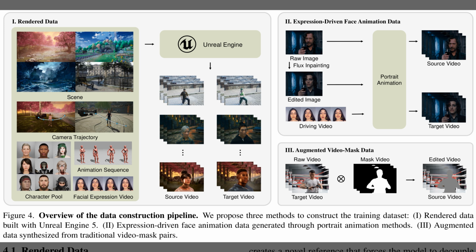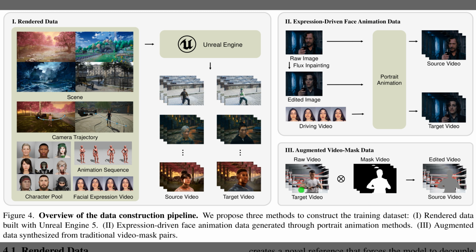Since obtaining real-world paired videos with identical motions but different characters is incredibly difficult, Figure 4 introduces the author's three-part data construction pipeline to solve this scarcity. The large section on the left shows the first method, which uses Unreal Engine 5 to procedurally generate high-fidelity rendered data. By combining various scenes, camera trajectories, and character assets, they create perfectly aligned source and target video pairs. Then, looking at the top right, they produce expression-driven data by applying portrait animation techniques to static images, ensuring the model learns realistic facial dynamics.